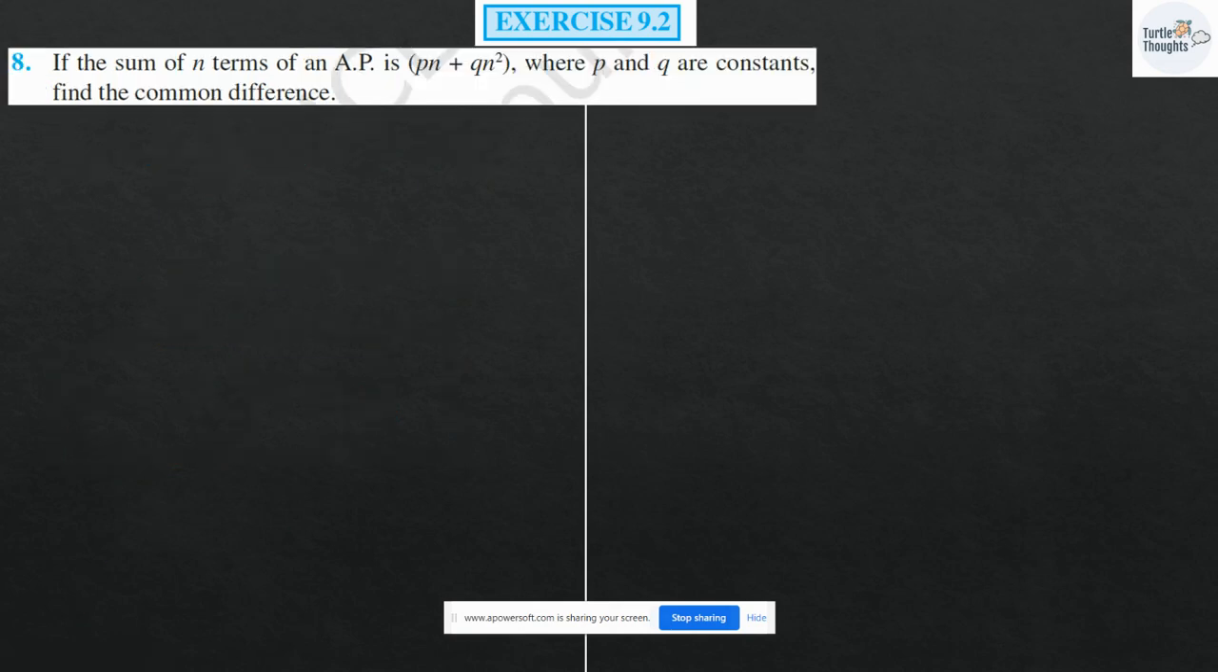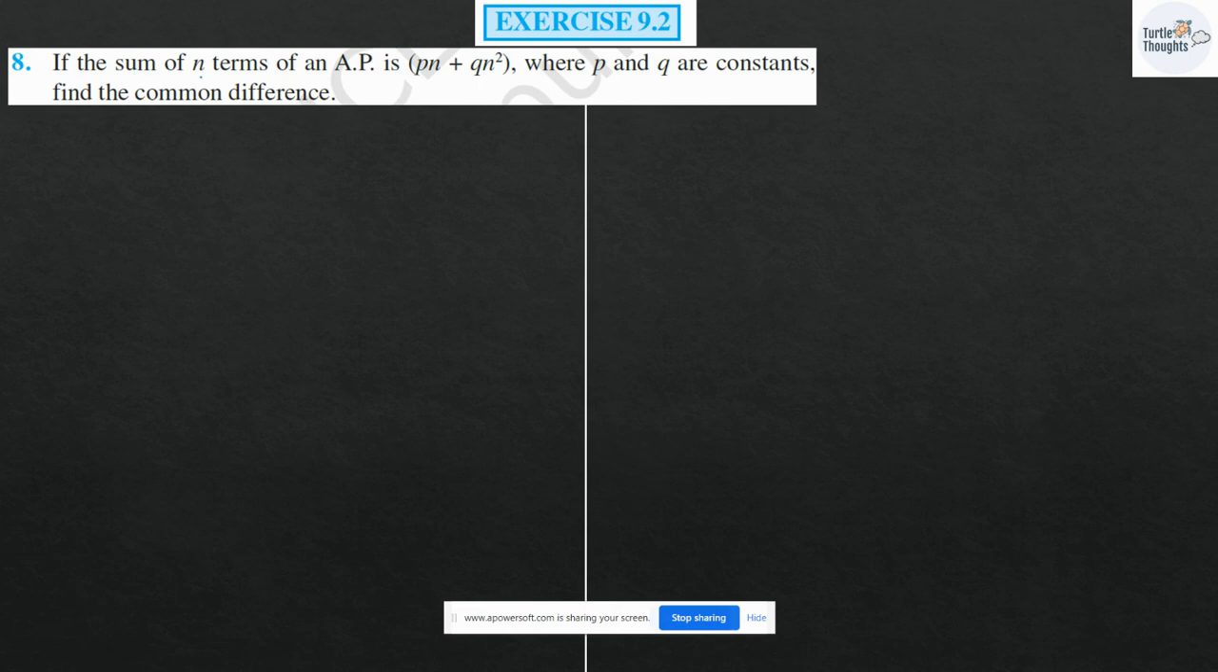Next, question number 8. I will solve this question. Then I will be going to sets revision. If the sum of n terms of an AP is Pn plus Qn square, where P and Q are constants, find the common difference. So what is given?